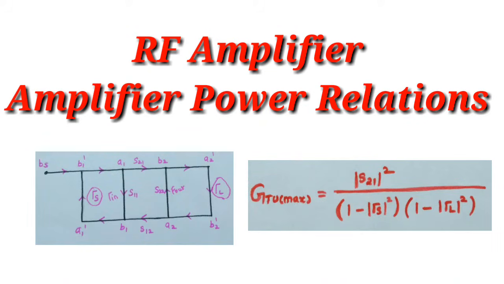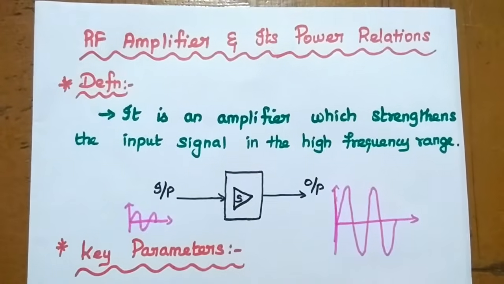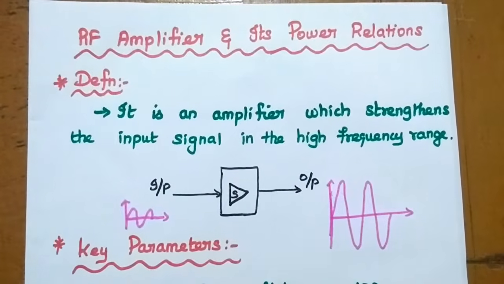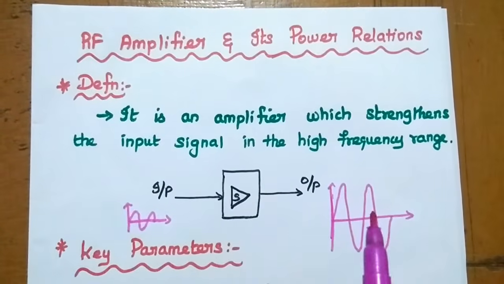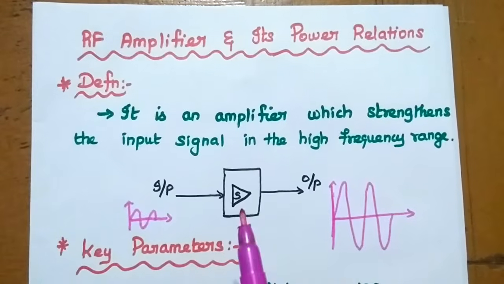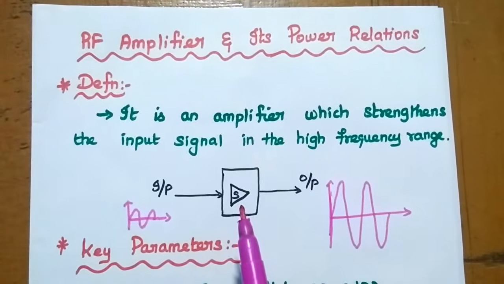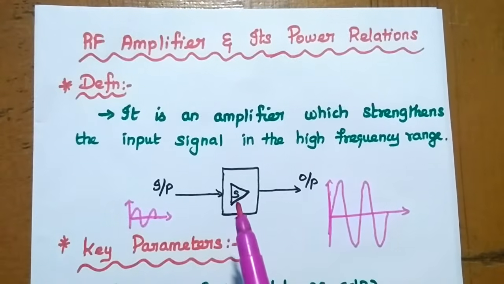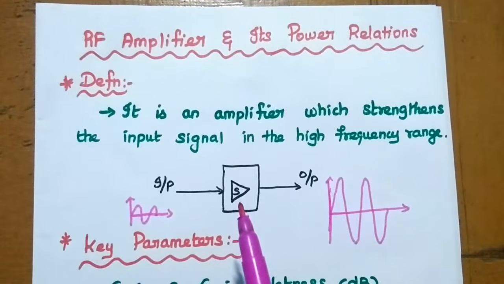Dear students, now we are going to discuss the RF amplifier and its power relations. An RF amplifier is an amplifier which strengthens the input signal in the high frequency range. Since it is a high frequency amplifier, it is characterized using the S parameters.